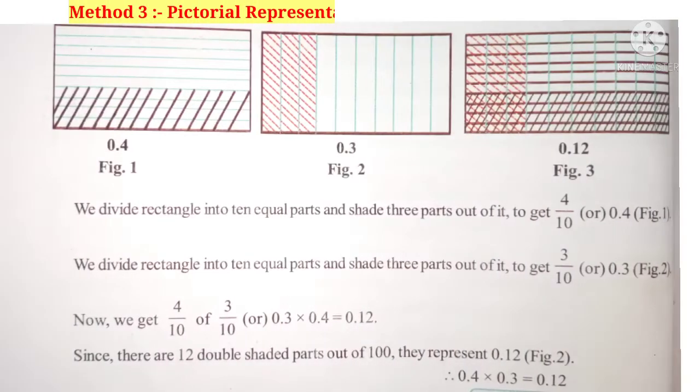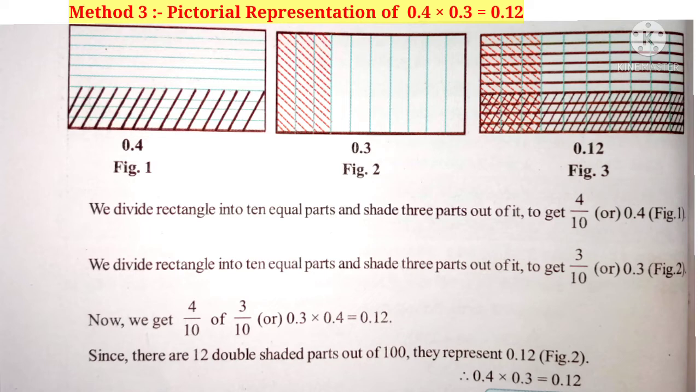Now method 3, pictorial representation of 0.4 into 0.3.